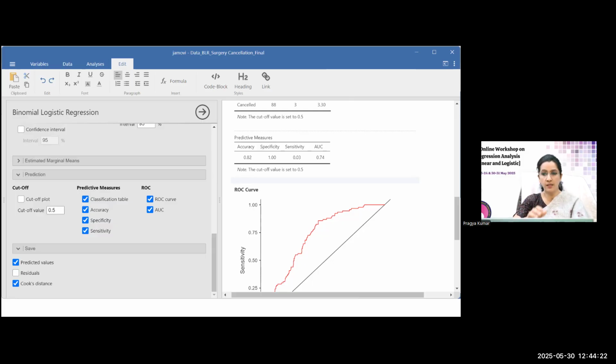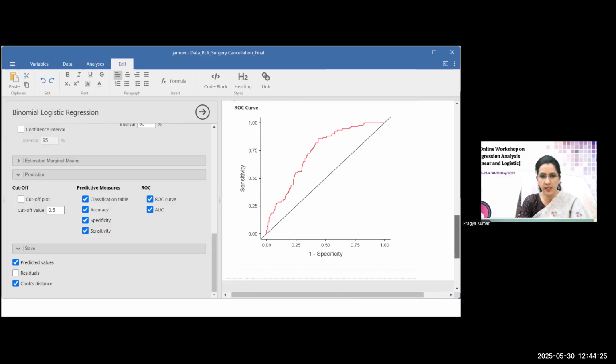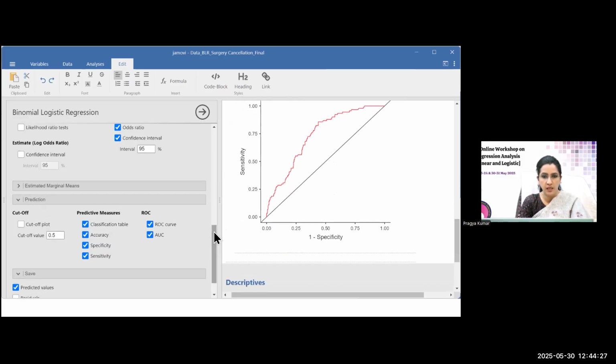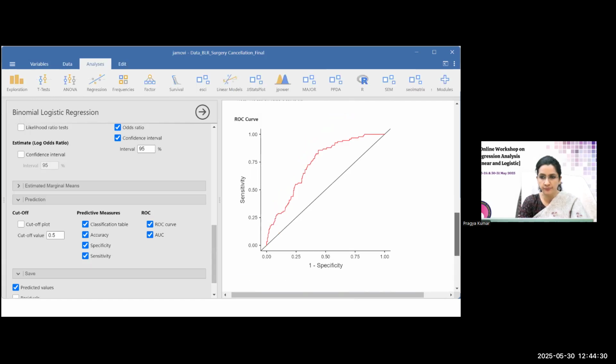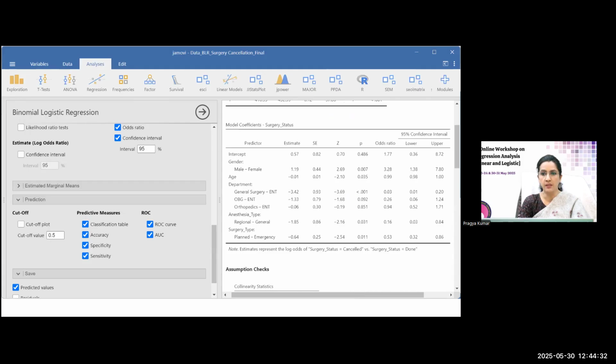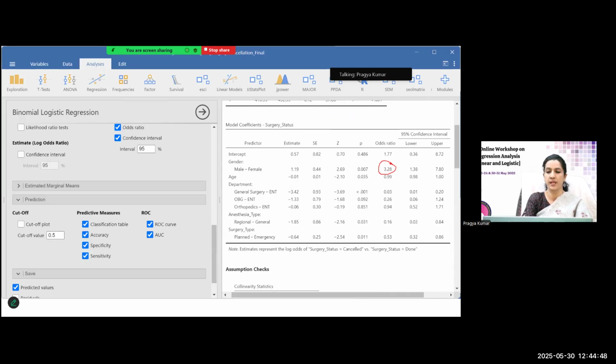So if you have understood up till this point, before I explain the estimated marginal mean, I will explain this table. How do we interpret it? So let's first, now I will tell you the interpretation of this odds ratio, this 3.28. So what does this odds ratio tell me? This tells that odds of surgery cancellation is 3.28 times in male as compared to female.